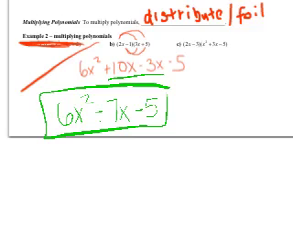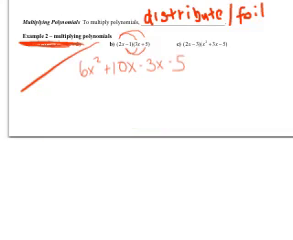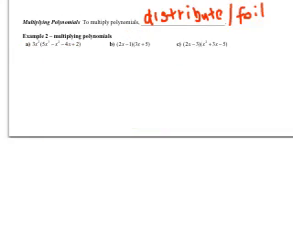Okay. And so our last question is going to be the hardest. It takes a lot of space. Now I have to do 2x times this piece, and this piece. Then I'll have to do negative 3 times this piece, and this piece. So let's do one at a time. 2x times x squared is 2x to the 3rd.